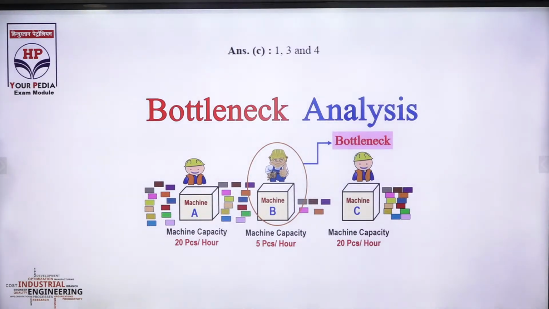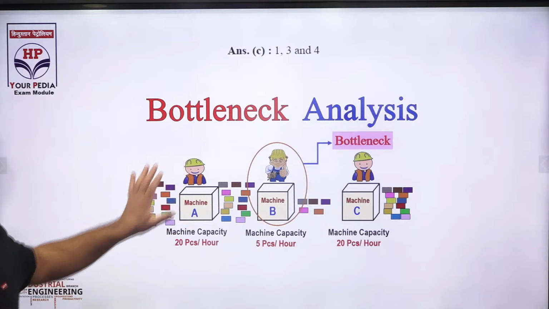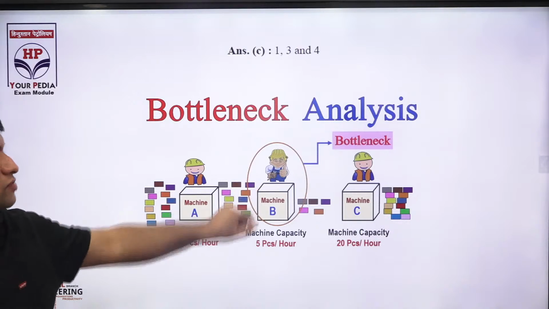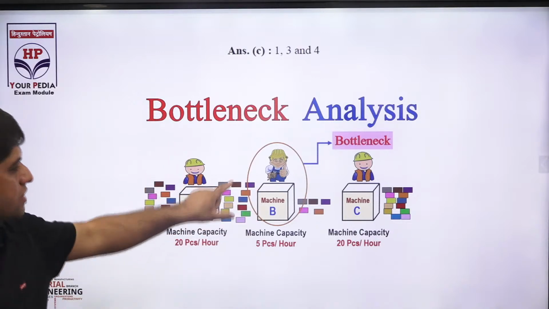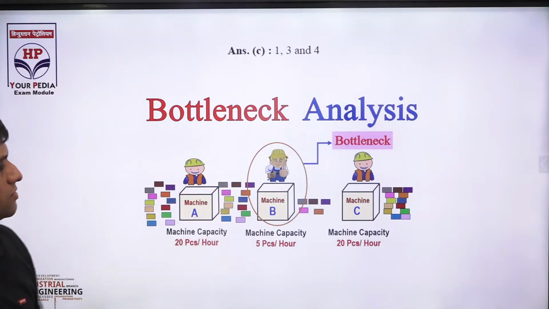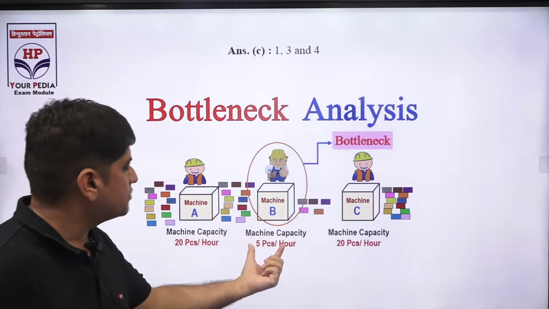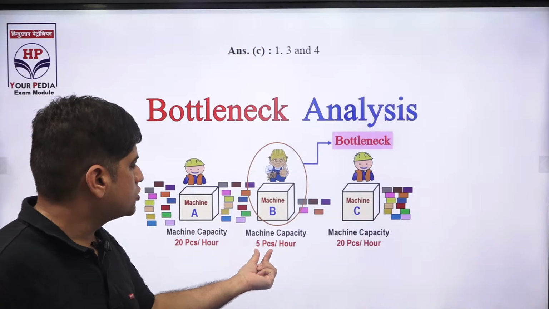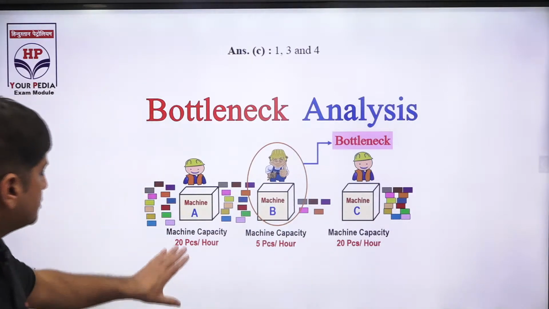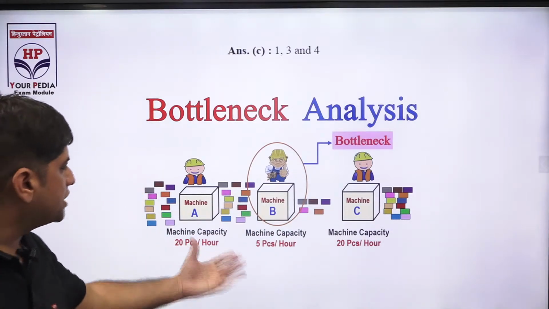Can you see the bottleneck or in process inventory? You know, this guy is very slow. This guy is taking 20 seconds. This fellow is very fast. Now, because this guy is very slow, there is an in process inventory or there is a bottleneck. No, I am sorry, this machine is very slow. It is only producing 5 pieces per hour. This machine is fast, 20 pieces per hour.